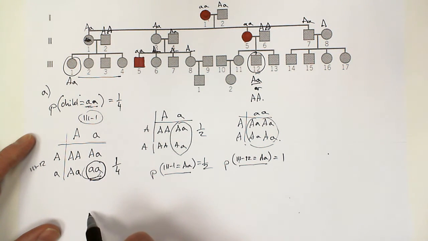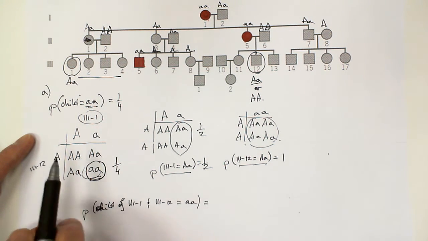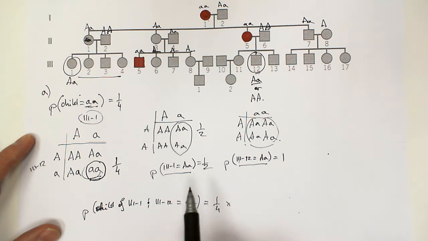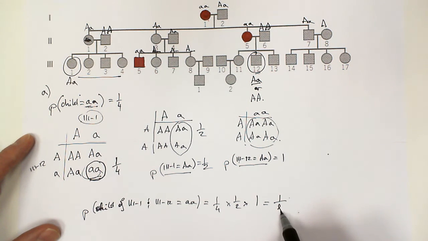Okay? So that means that the probability of child of 3-1 and 3-12 is equal to, excuse my terrible writing, aa is equal to the probability of just having a child with little a, which is 1/4, and the probability that the first parent, the mother, is big A, little a, which is 1/2, and the probability that the father, 3-12, is also big A, little a, which in this case is just 1. So the total is going to be 1/8.